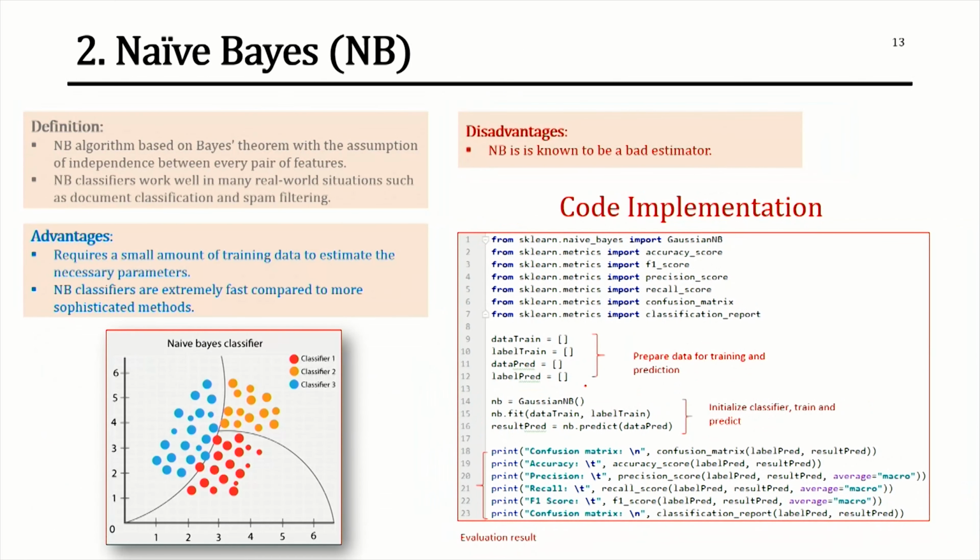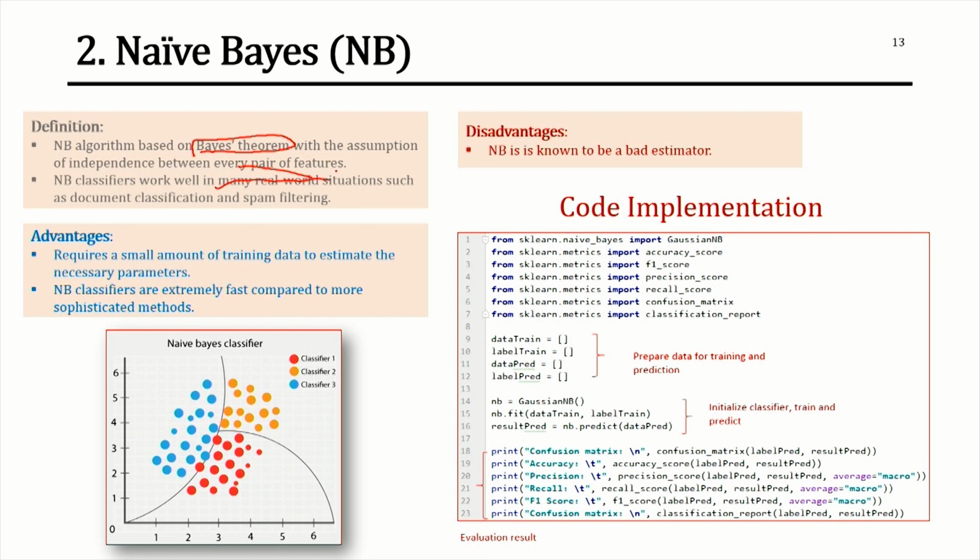Okay, next we will take a look at the Bayes classifier. It is an algorithm based on Bayes theorem with the assumption of independence between every pair of features. So basically, it uses mathematical formulas to calculate the probability using the Bayes theorem, and it works well in many real-world situations such as document classification as well as spam filtering.